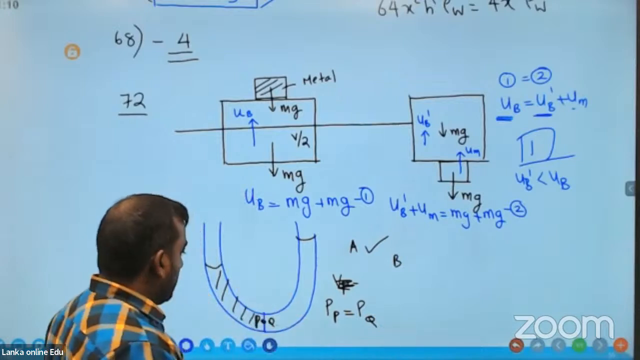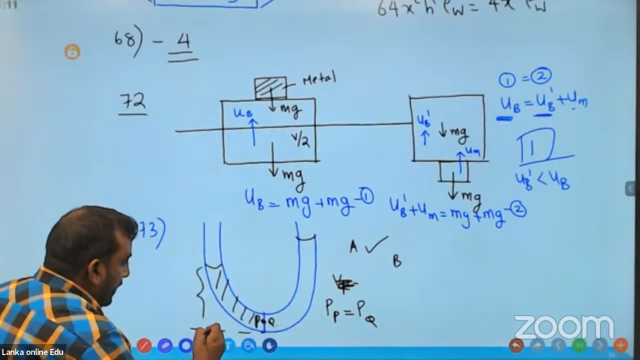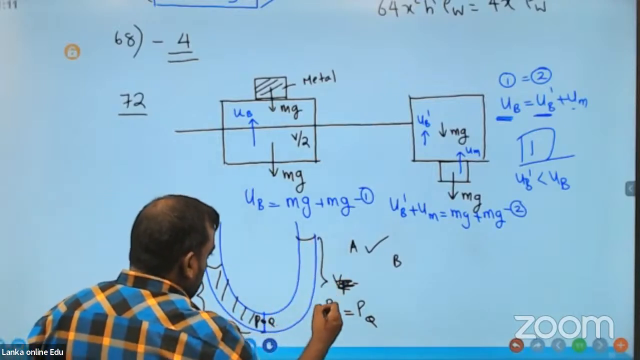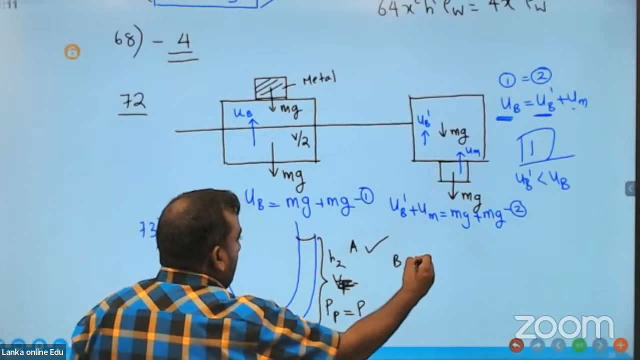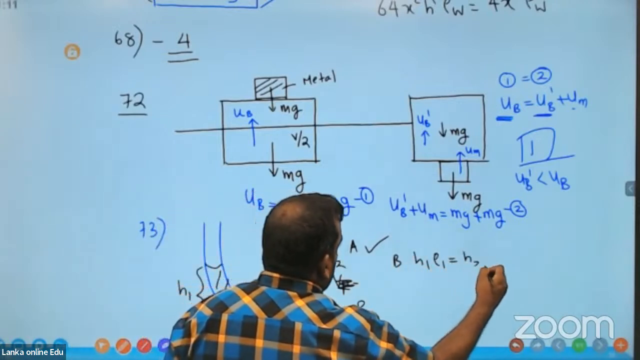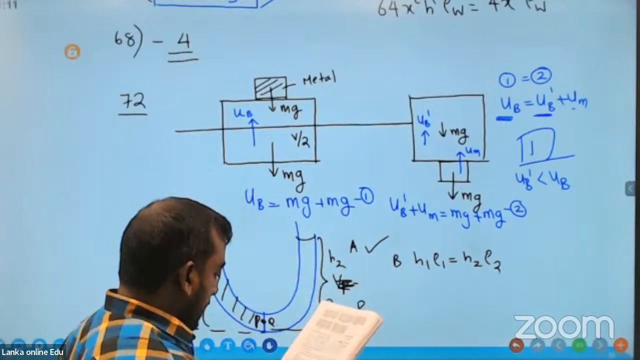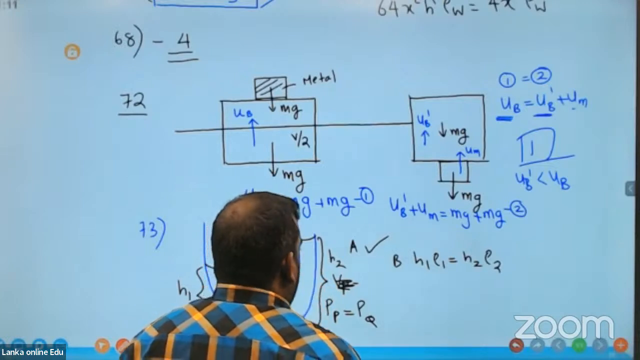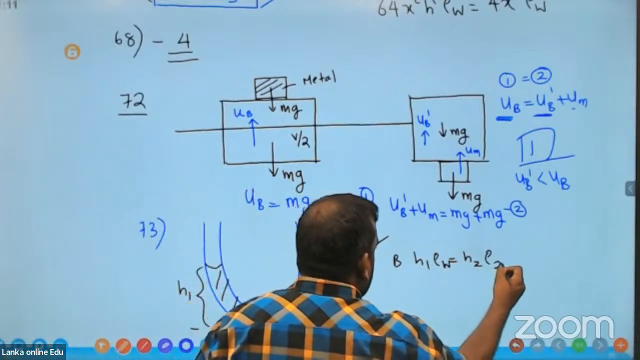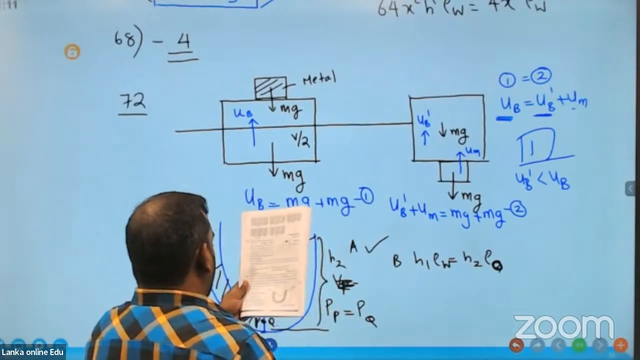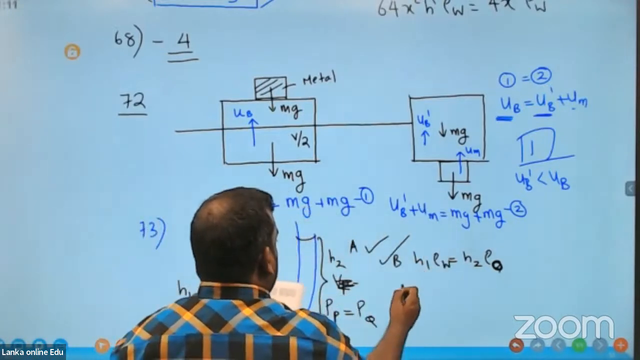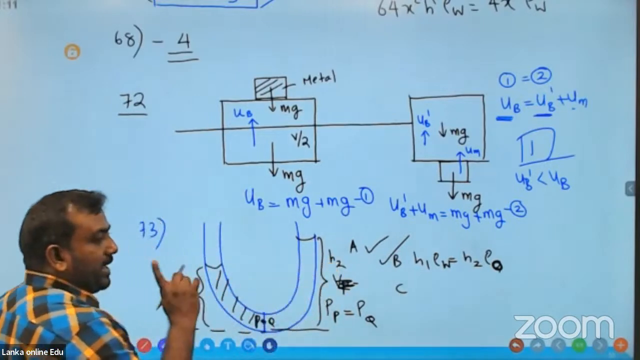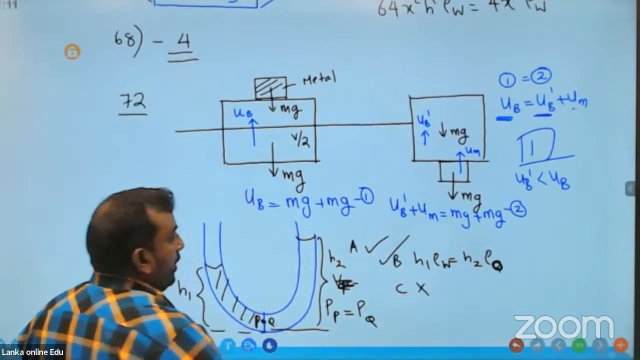Statement B: height above the common interface. This height is, I think, H1. This height, I think, is H2. That you can write: H1 rho 1 equals H2 rho 2. H1, this one is water. H1 rho W, H2 rho oil. Correct. C: you can't equate the pressures here and here. Only at the common interface you can. So C is wrong. A and B correct.